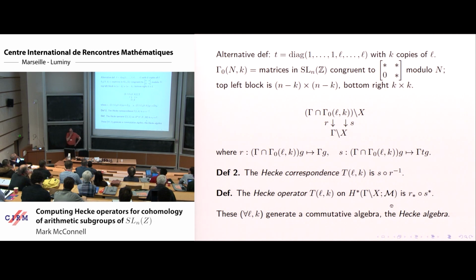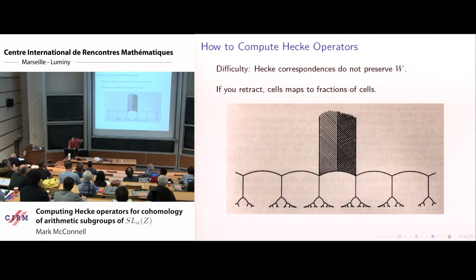So now you do this for all primes L and all K, and they generate a commutative algebra. It's commutative because of the picture of lattices I showed you, and it's called the Hecke algebra. That algebra then acts on cohomology, and that's called the algebra of Hecke operators. But the main question for this talk is, how do you compute Hecke operators using these cell complexes?